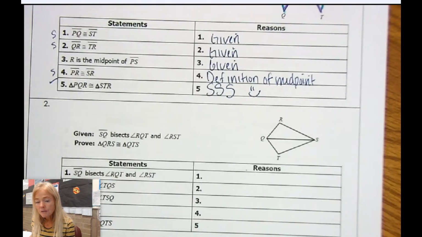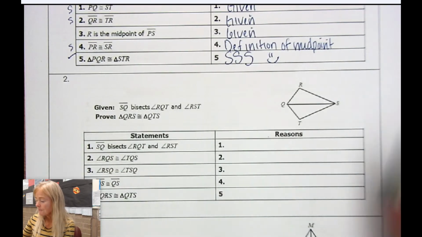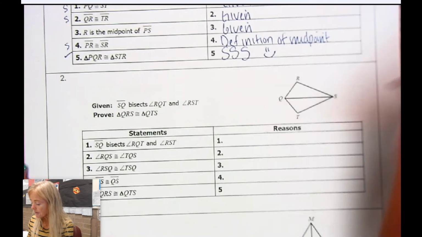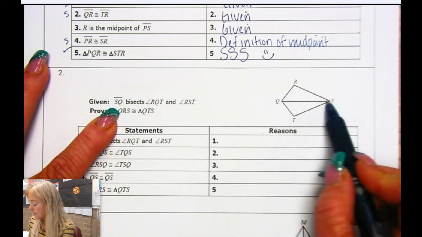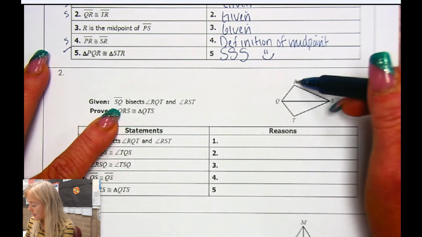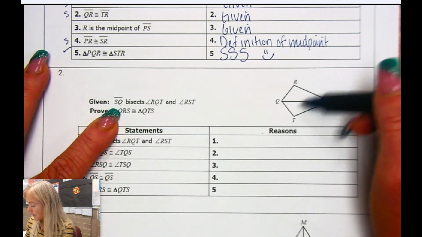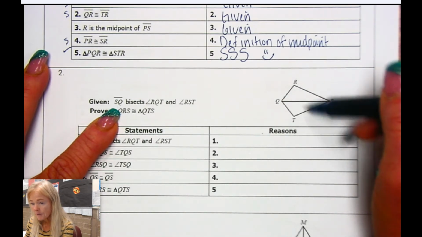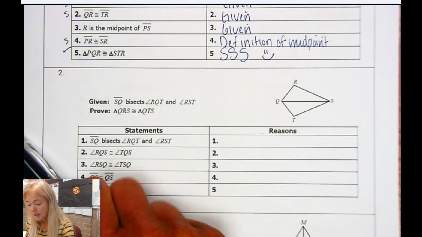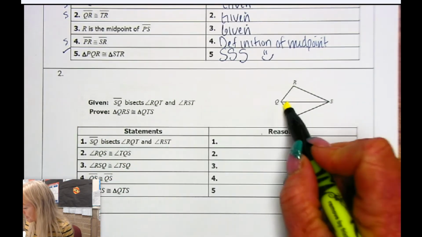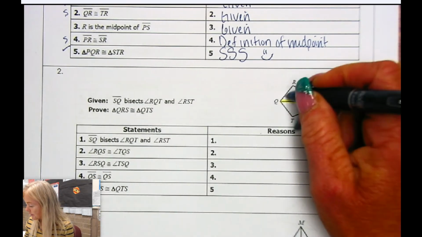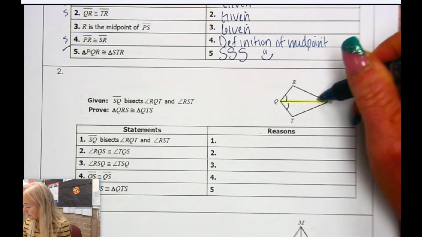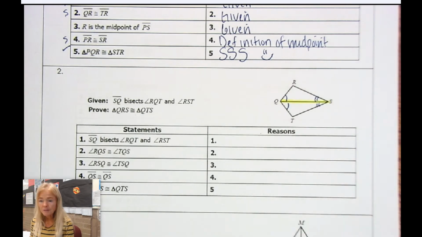I'm going to do number 2, and then I'm going to leave this page and go to the last page. So when it says SQ, that's this side here, bisects angle RQT and angle RST. So this is a bisector of both angles on the ends. If you recall, when we did bisectors before, we knew that this angle and this angle are congruent, and these two angles are congruent, right? You know that for sure.